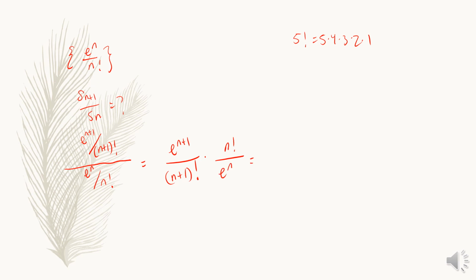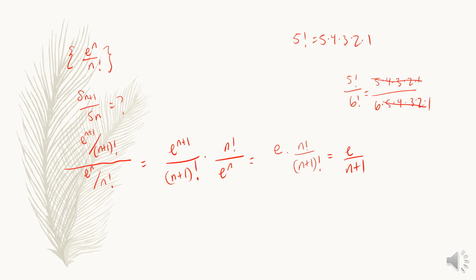I'm going to worry about those factorials in just a second. I have e to the n plus 1 over e to the n. Well, the e to the n's cancel, so I'm just left with e. I just need to figure out what is this n factorial over n plus 1 factorial. So I'm looking at something like 5 factorial over 6 factorial. Let's see if we can simplify that. So that looks like 5 times 4 times 3 times 2 times 1 over 6 times 5 times 4 times 3 times 2 times 1. And I think all these cancel except for the 6 on the bottom. So what I'm left with here, still that e, and just n plus 1.